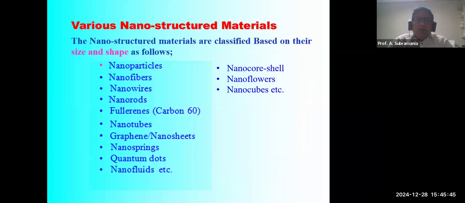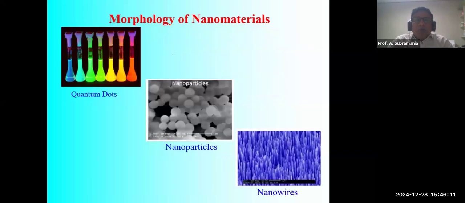Various nanostructured materials are classified based on their size and shape as nanoparticles, nanofibers, nanowires, nanorods, fullerenes, nanotubes, graphene, nanoseeds, nanosprings, quantum dots, nanofluids, nanocore cell, nanoflowers, nanocubes, etc. Some of the morphologies of nanostructured materials are presented here. The first one is quantum dots. Quantum dots are materials less than 10 nanometers in size, so they can easily grow even at room temperature itself. Hence, quantum dots always have to be kept in a particular solvent. Here, what you are seeing is gold quantum dots kept in a proper solvent. Then the next one is nanoparticles.